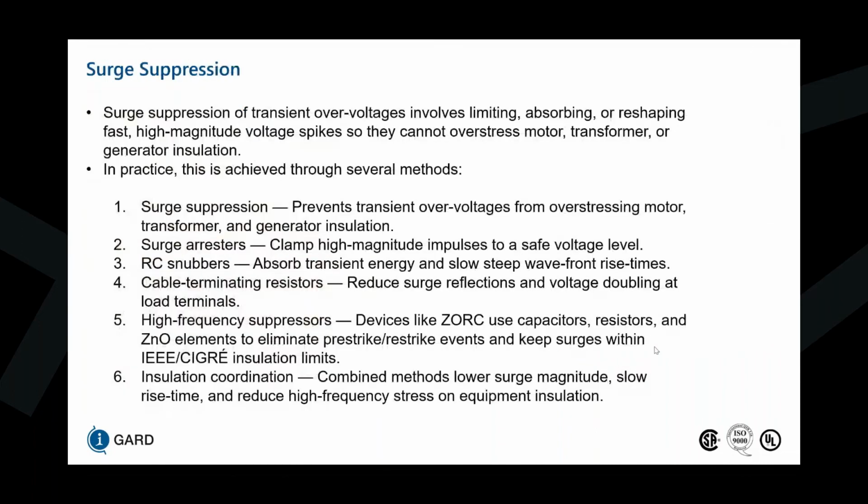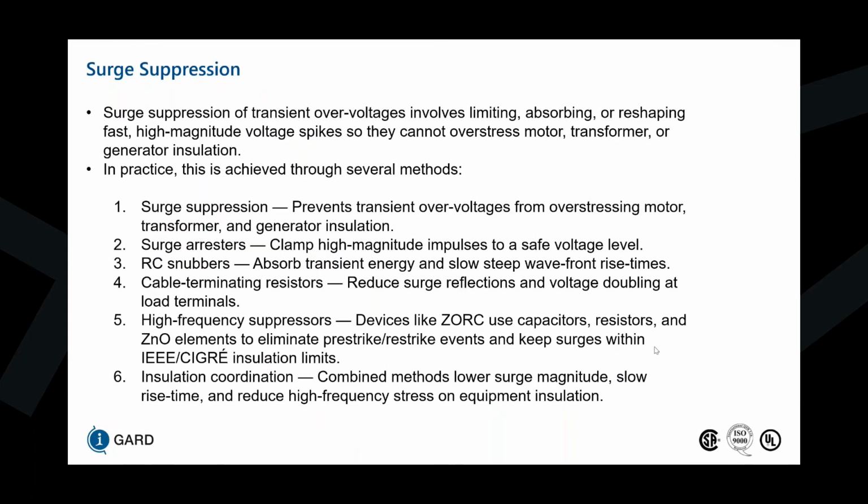So surge suppression is a method of limiting these transient overvoltages or absorbing or reshaping the fast high magnitude voltage spikes so that they cannot overstress motor, transformer, or generator insulation. In practice, we achieve this through several methods. The first method is surge suppression, where we prevent transient overvoltages from overstressing motor, transformer, generator insulation.